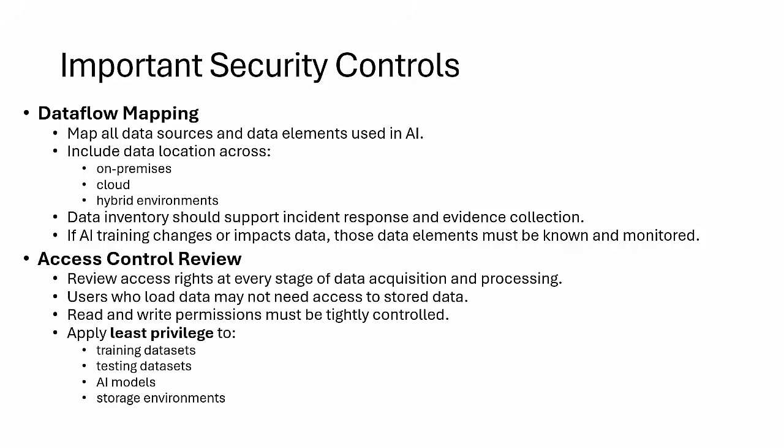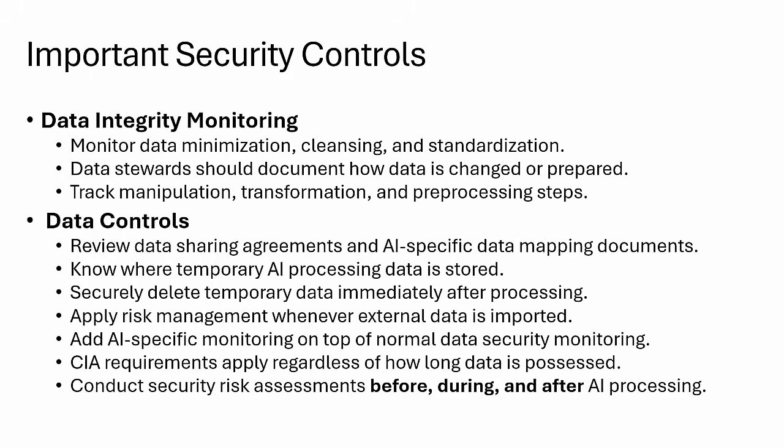And make sure whatever data we collect, we give access to the specific person. Is it clear? So we need to apply least privilege to training datasets, testing datasets, and the AI model storage environment. We need the principle of least privilege: necessary rights assigned to the user, not more, not less. Along with that, we need data integrity monitoring. It means collect only relevant data, because the more data we collect, the more accountability comes to us. But the less data you collect, the more it impacts AI decisions. So make sure you monitor data minimization and cleansing the data.